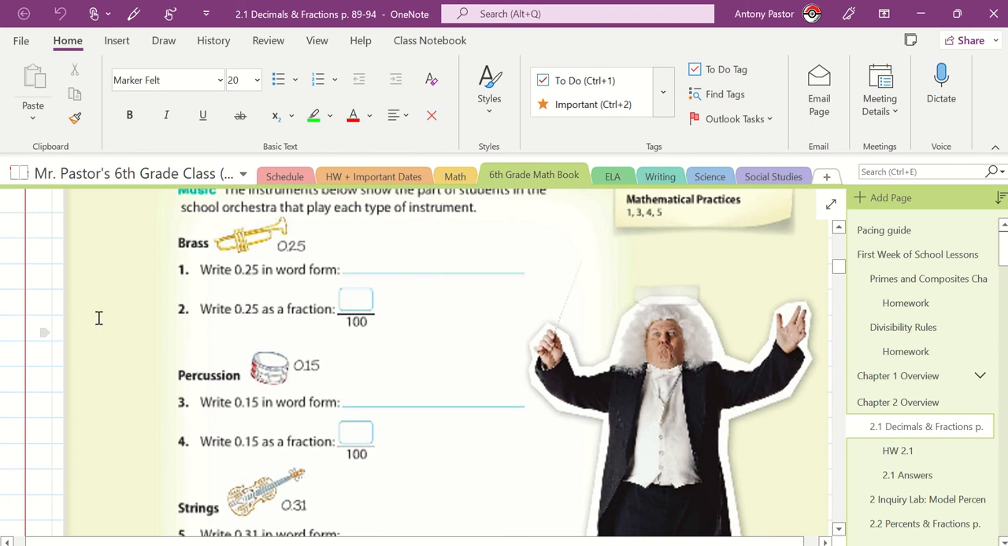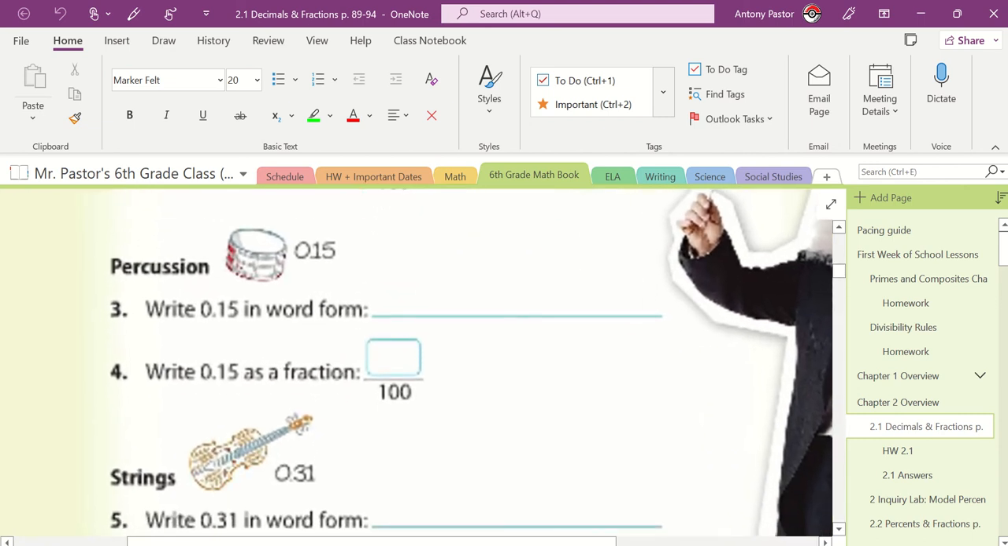They want us to write 0.25 in word form, which we already did. Again, the 0 and the decimal, we don't have to say 0 and. We're just going to say 25 and then the place value, which would be hundredths. So it'd be 25 hundredths. Right? 0.25 is a fraction. It'd be 25 over 100. Then we'd simplify it down. Let's go ahead and do this one.